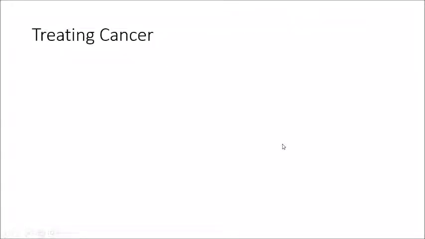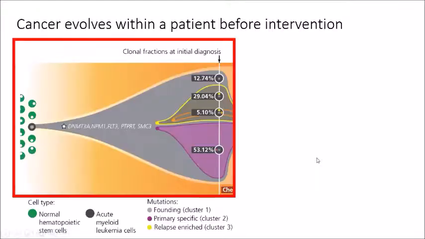All right, so treating cancer and thinking about evolution. Again, this is a major theme in that book that I described at the beginning of this lecture. Now, this is a figure that describes how cancer evolves. Okay, we're talking evolution in a patient even before there's intervention or a chemotherapy applied.